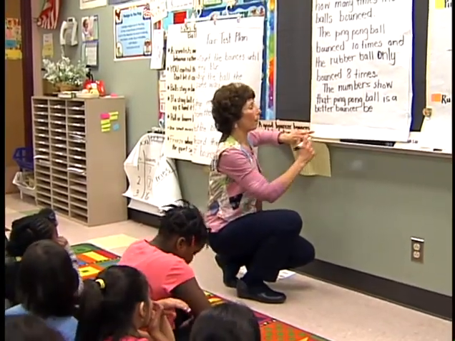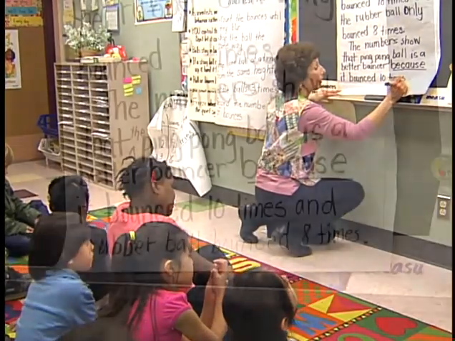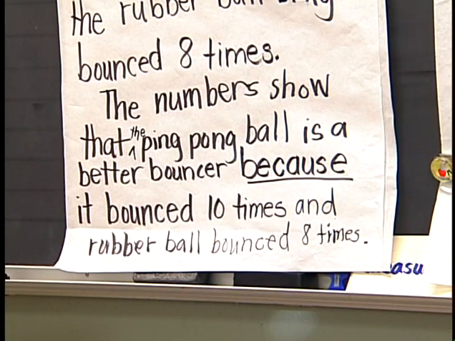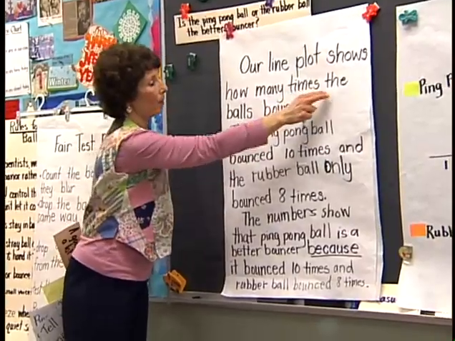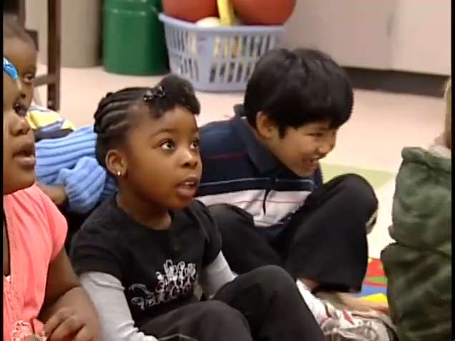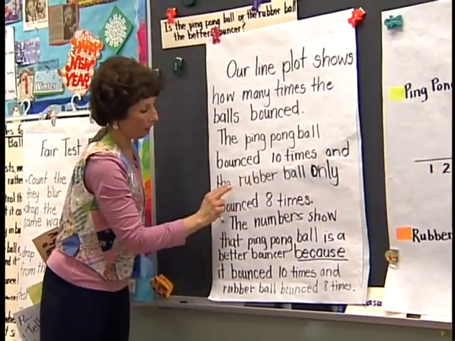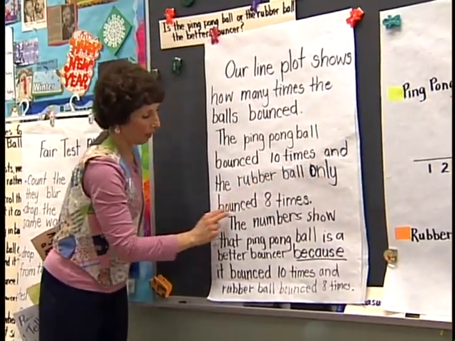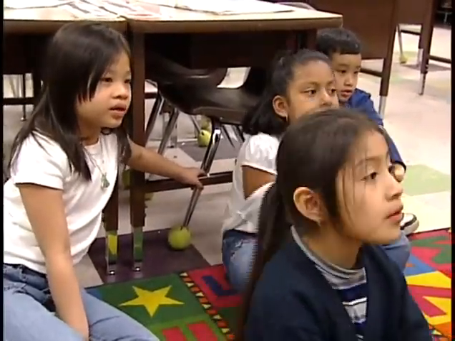So they're going through the process of thinking. They're seeing me write it, so they know that their words can be put down on paper. The ping pong ball bounced 10 times and the rubber ball bounced 8 times. Our line plot shows. It's not a form of writing that they're used to doing. If we didn't go through this shared writing process, I don't think that they would have a very easy time or be able to write at all about what happened at this age. The ping pong ball is a better bouncer.